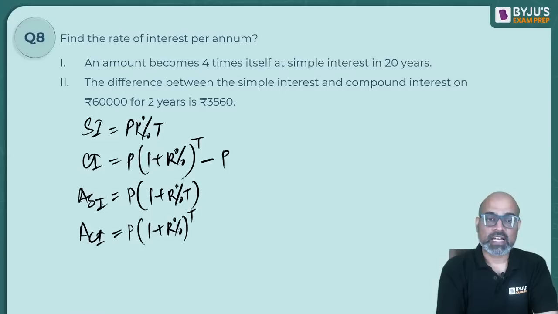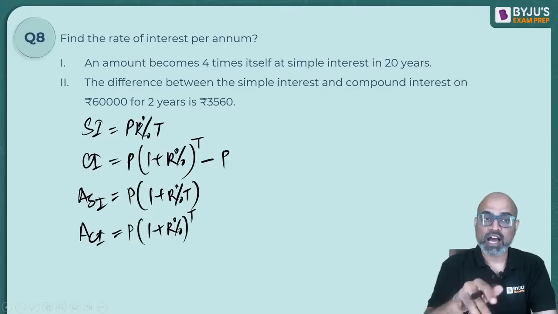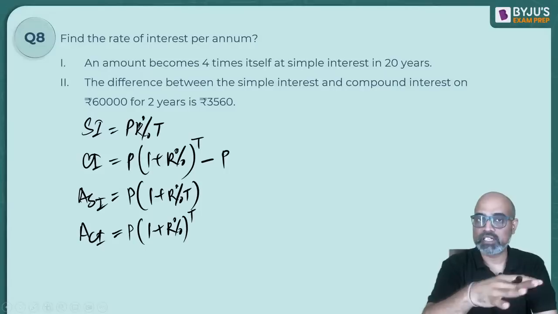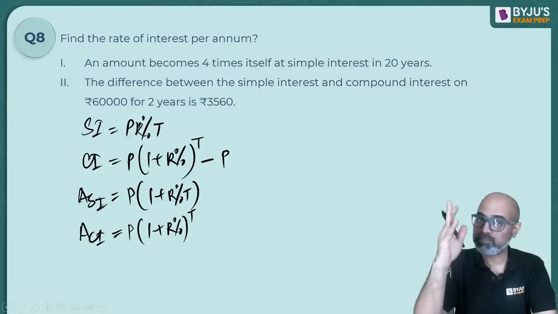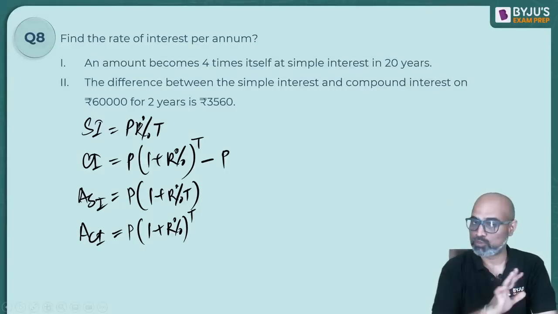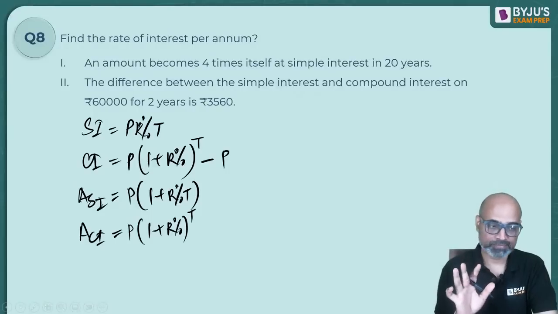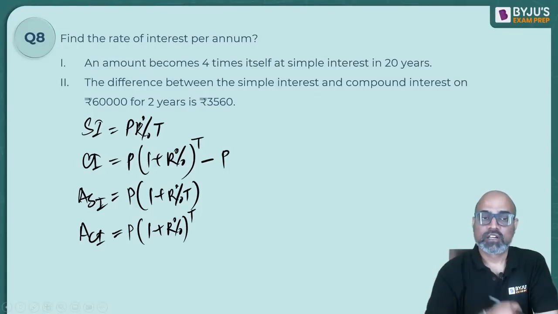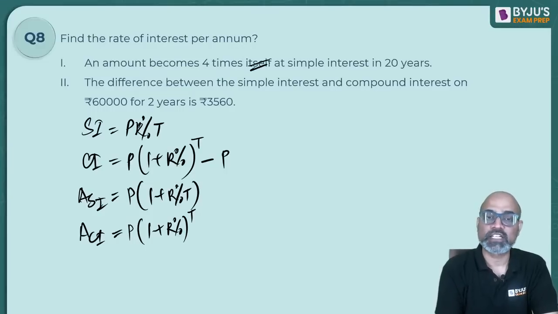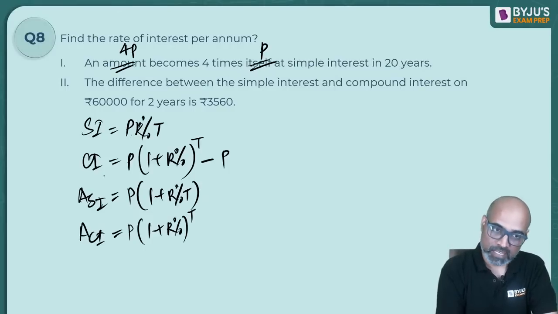So, they are asking us the value of R. For R, I need simple interest, compound interest, or amount, along with principal and the tenure. Without that, R won't come out, right? Okay. First statement says an amount becomes 4 times itself at simple interest in 20 years. Amount becomes 4 times itself. Itself means this is principal and amount becomes 4P. So I know P, I know the amount, I know T as well.